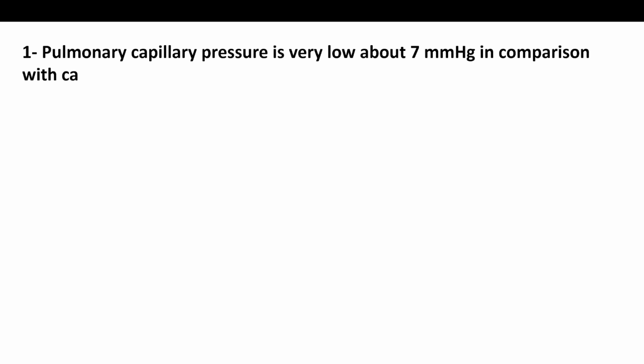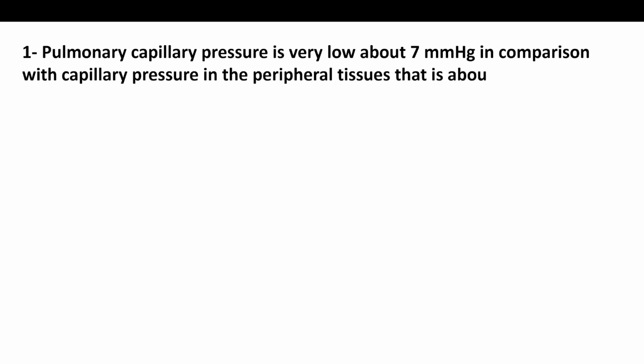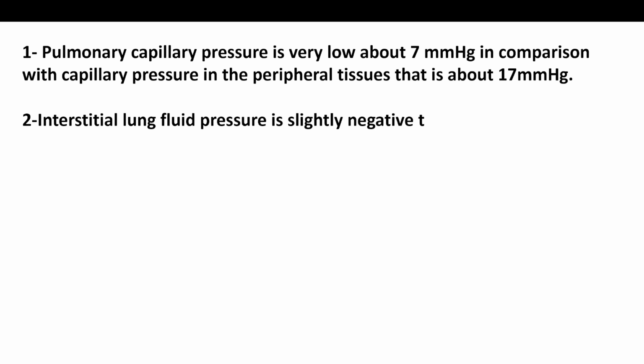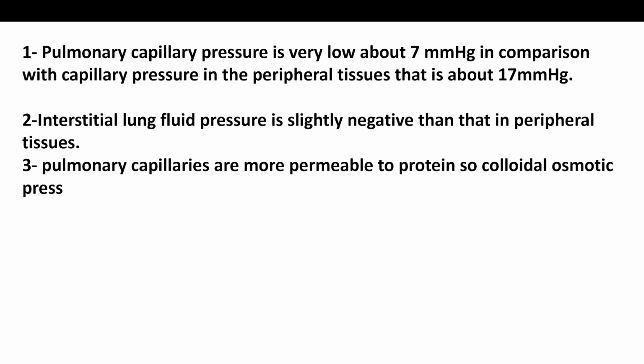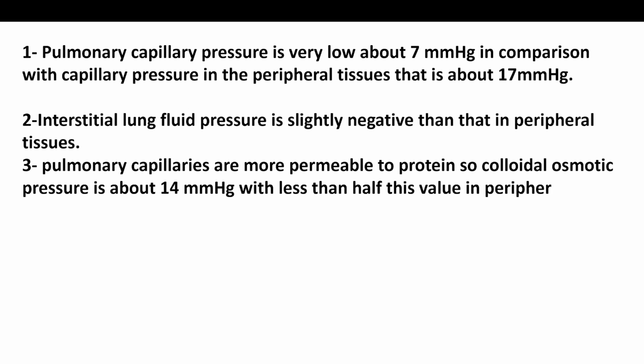Pulmonary capillary pressure is very low, about 7 mmHg, in comparison with capillary pressure in the peripheral tissues, which is about 17 mmHg. Interstitial lung fluid pressure is slightly more negative than that in peripheral tissues. Pulmonary capillaries are more permeable to protein, so colloidal osmotic pressure of the interstitial fluid is about 14 mmHg, less than half this value in peripheral tissues.